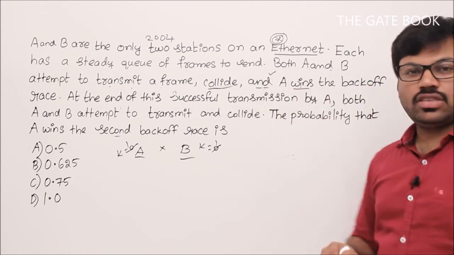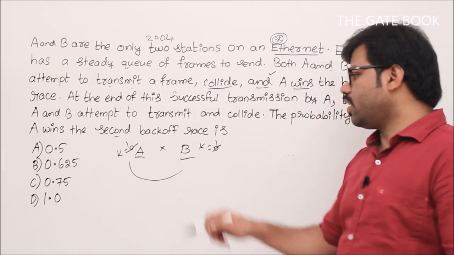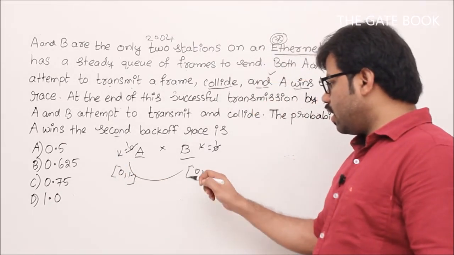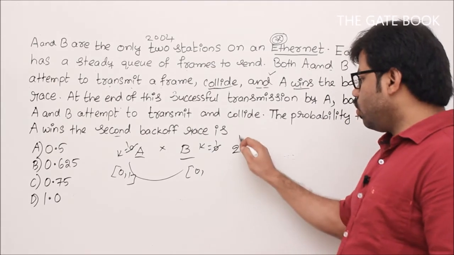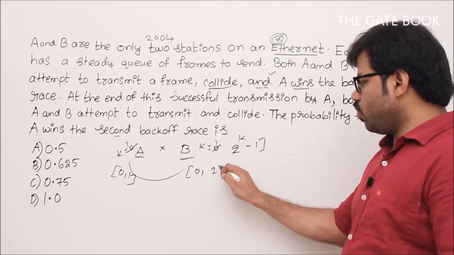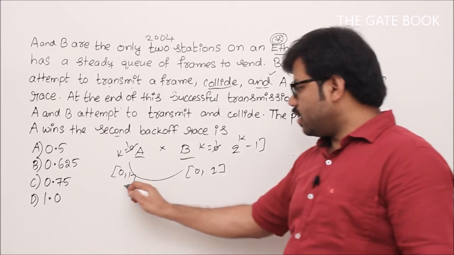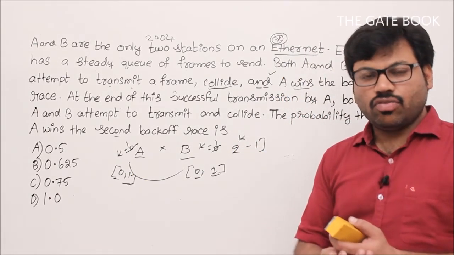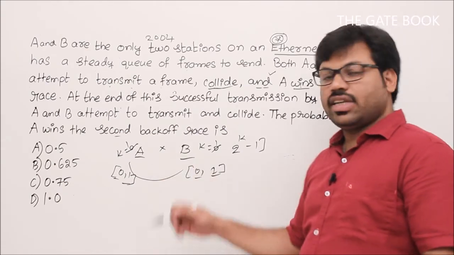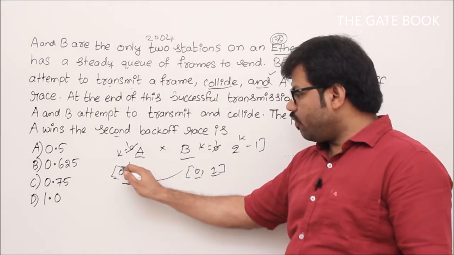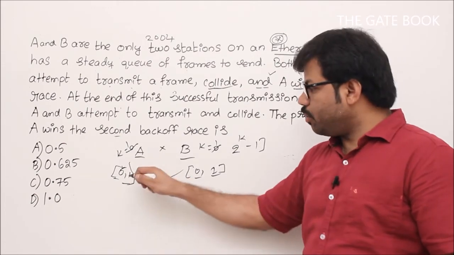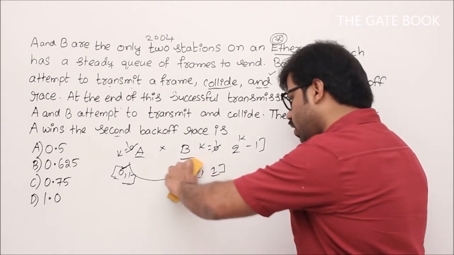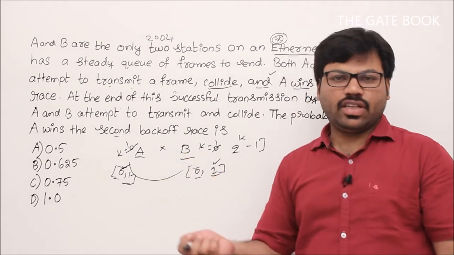Now what happened is A wins a backoff race. That means there will be a backoff race, correct? A generates a random number between 0 and 1. B is also going to generate a random number between 0 and 2 power k minus 1, which is the maximum, so 0 to 1. Now A has the 0, 1 possibility, and B has the 0, 1 possibility. But why does A win the race? Definitely A would have taken 0. That means A's computer generated the random number 0 and B's computer generated the random number 1. Only then will A win the game.